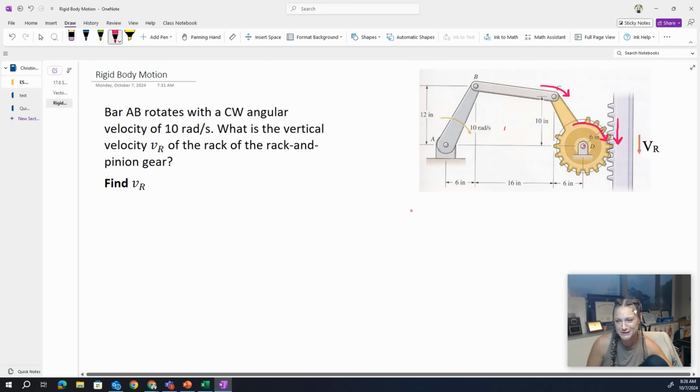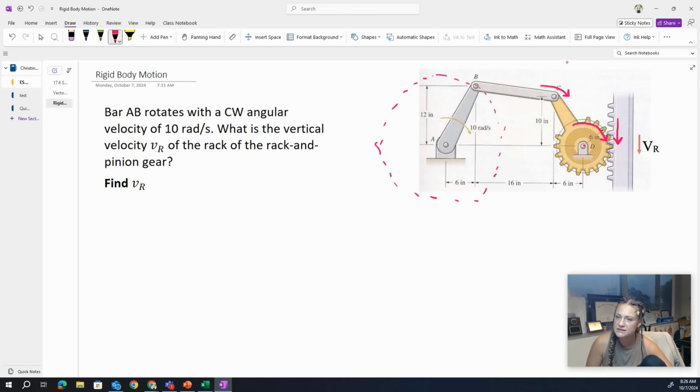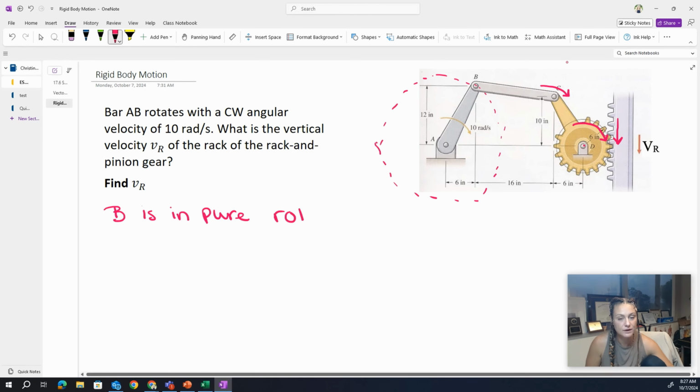Okay, before we start the problem, I just want to understand what's happening. Again, this is acting like a crank. So B is in pure rotation about A. And in mechanics, we call that a crank because it's just going around in a circle. Now, B and C, what type of motion is BC undergoing? It's undergoing planar motion. So if B is in pure rotation about A, we can say that point B is in pure rotation about A.